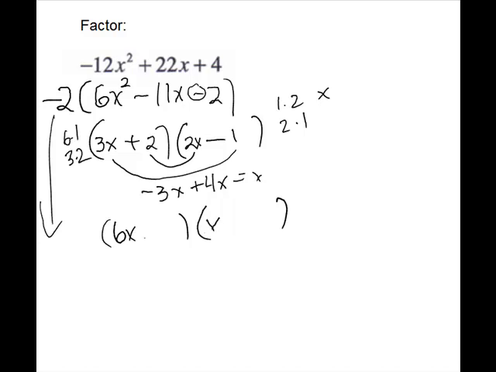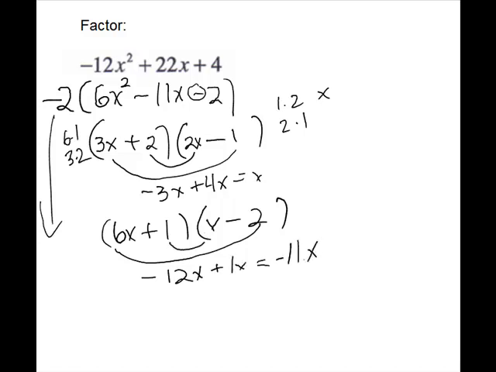6x, x, different signs. And I'll try the 1 and 2. A minus 12x plus 1x gives a minus 11x, and my sign is also correct. That's the right choice. Don't forget this negative 2 that is part of your answer.